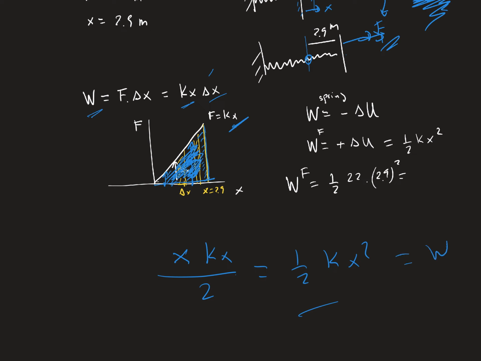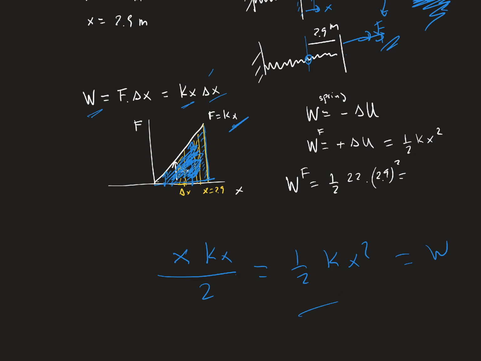But this is the work of the force that you are doing, not of the spring. The work of the spring, as I have taught you, is minus the change of the potential energy. But the force F that I'm talking about is the force that you do, so it's the opposite of the spring. So the work of the force is plus the change of the potential energy. And plus the change of the potential energy is this work, 1/2 kx squared.